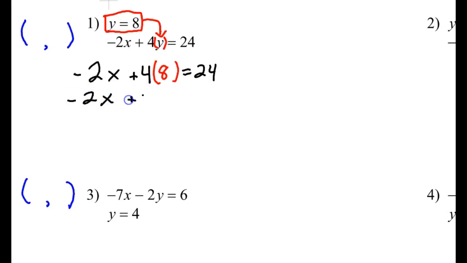So I can rewrite this as negative 2x plus 4, and then we know from above the y equals 8. So I'm going to substitute in y equals 8. And then you just have the equation you need to solve. So we have 4 times 8 is 32. And you can probably figure out what we're going to do for the rest of the problem. All these steps you already know. So most of this is going to be just a review.